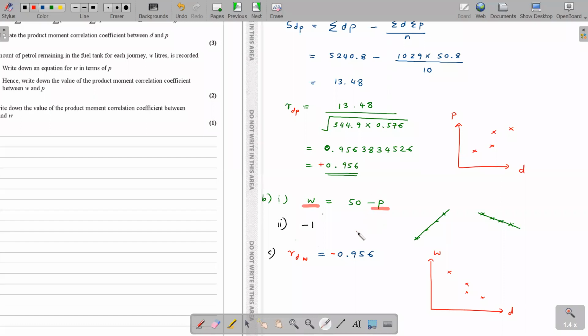Generally, coding doesn't affect the product moment correlation coefficient. However, the thing is, we have here 50 minus P. Now, if this was P minus 50, then it wouldn't affect; actually, the value won't change at all. The problem here is it's not 50 plus P or P minus 50. It's a minus P here, meaning they have made your variable itself negative.